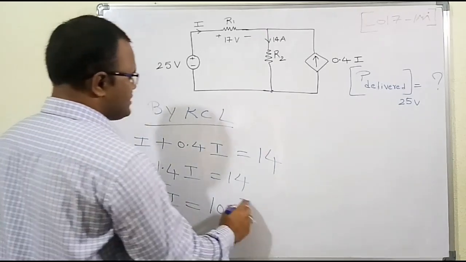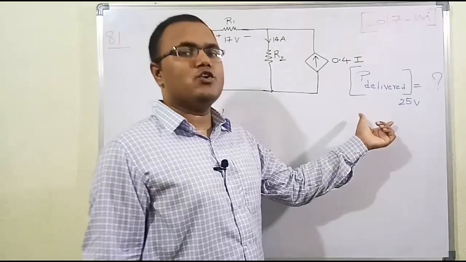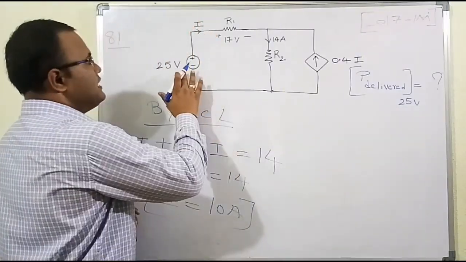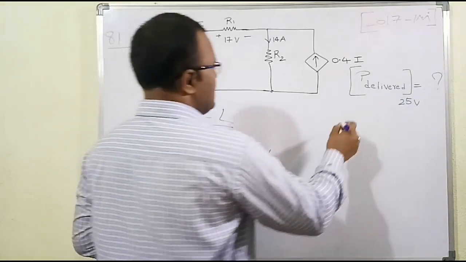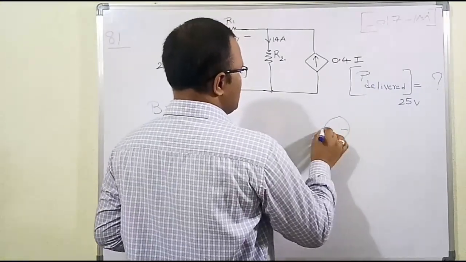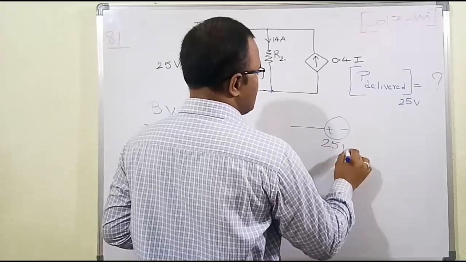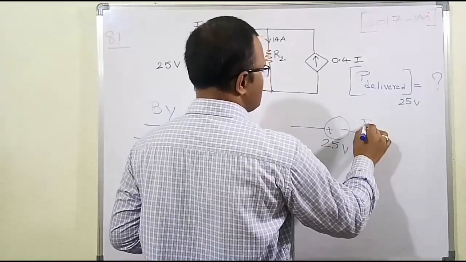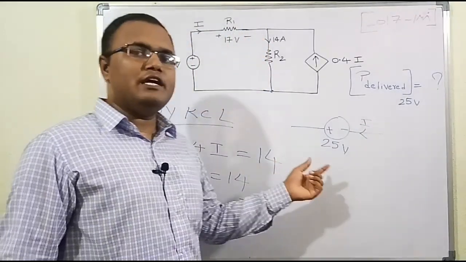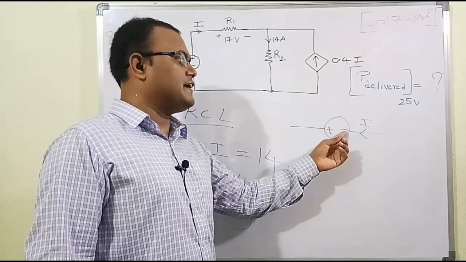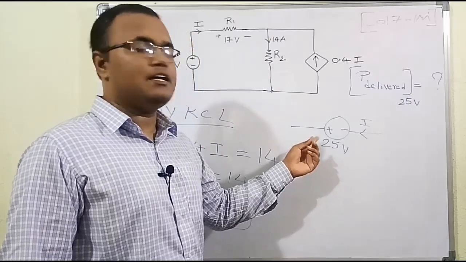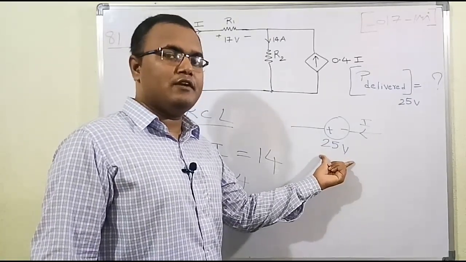But we need to find the power delivered by the 25 volt source. In the ideal voltage source, the current is going from the negative to the positive terminal. This means this element is going to deliver the power, because the current is going from the negative terminal to the positive terminal.